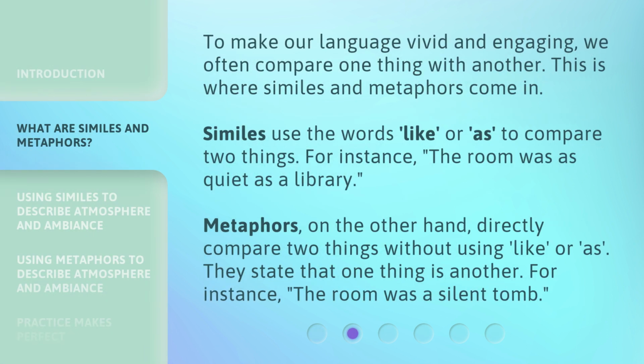To make our language vivid and engaging, we often compare one thing with another. This is where similes and metaphors come in. Similes use the words like or as to compare two things. For instance, the room was as quiet as a library. Metaphors, on the other hand, directly compare two things without using like or as. They state that one thing is another. For instance, the room was a silent tomb.